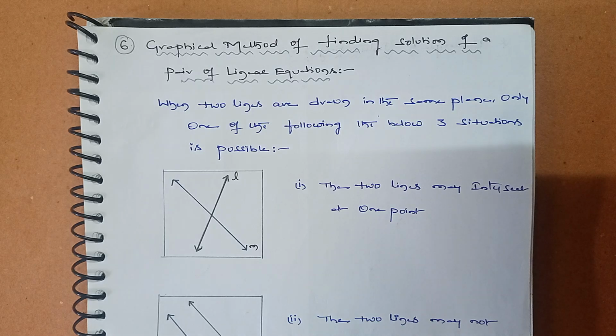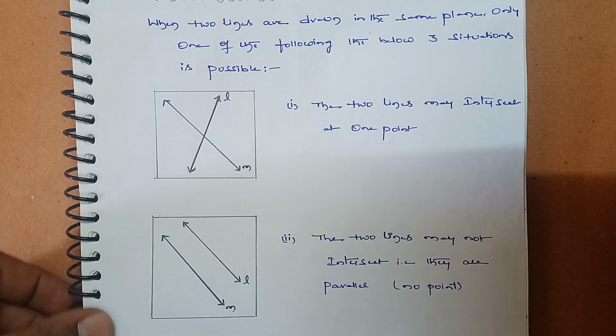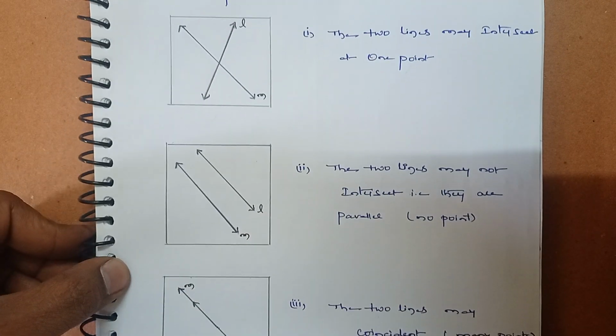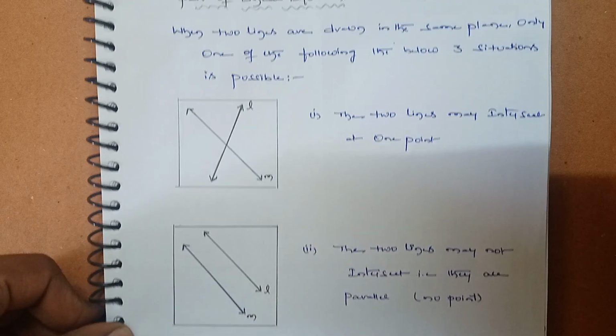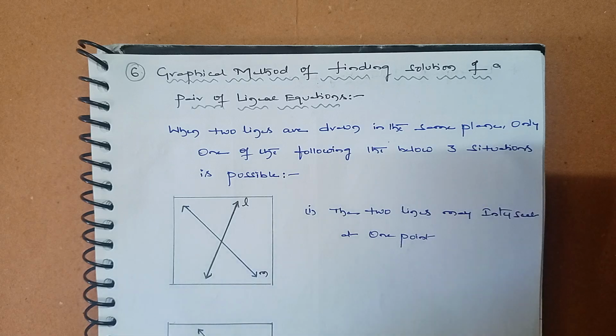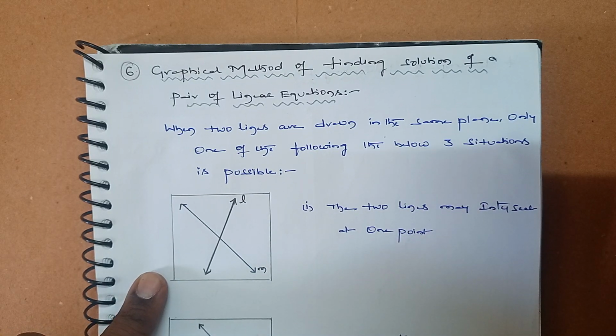As I said in the previous video, when we are talking about two lines, that is a pair of linear equations, when we are talking about two straight lines, how many possibilities may we get? One is intersecting lines, another possibility is parallel lines, and the other is coincident lines. So these three are the possibilities. Let's discuss an example of the first one, guys, with the help of graph paper. Let's start.